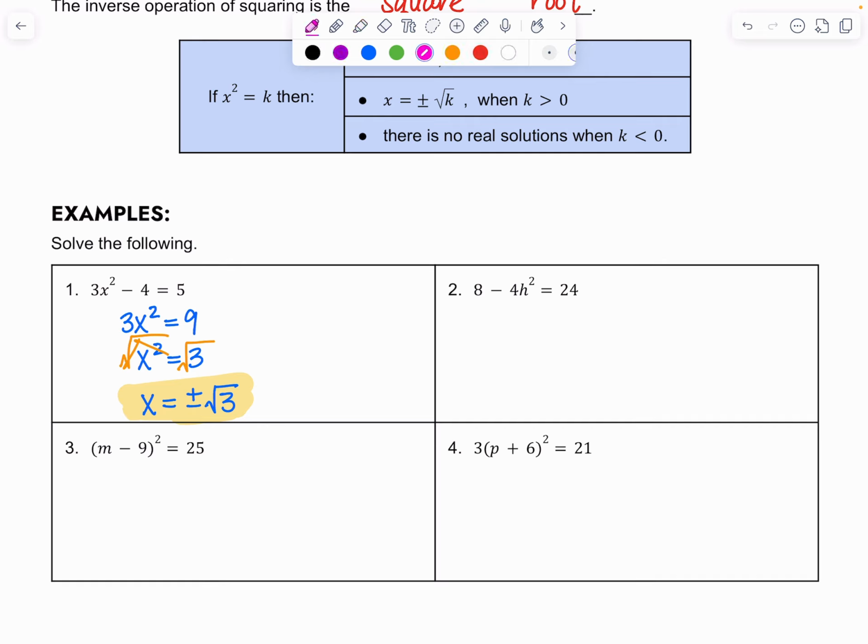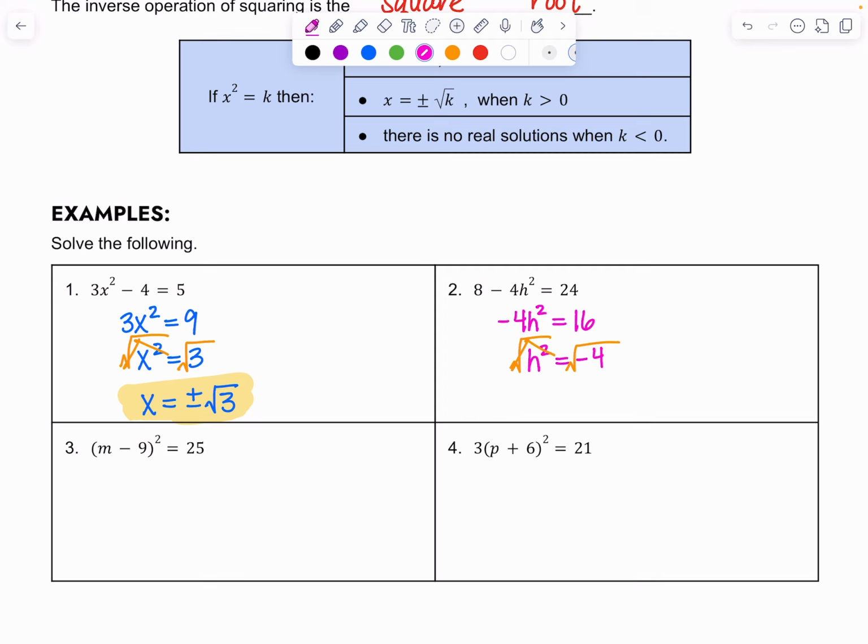All right. Example number 2, the first thing we will need to do is to subtract 8 on both sides. So that will leave us with a negative 4h squared is equal to 16. And then we would divide both sides by negative 4. So we will get h squared is equal to a negative 4. And if we take the square root, we know we cannot take the square root of a negative number.